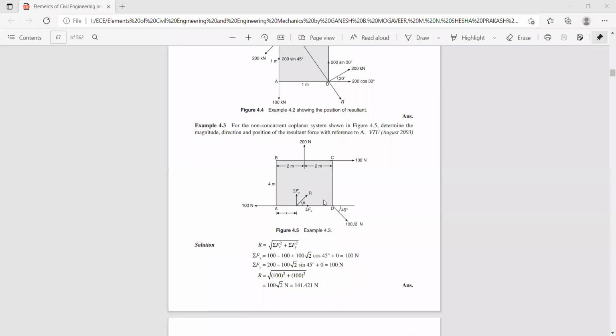Now, if you resolve this for its horizontal component, which acts along the x-axis, the moment is 0 because the perpendicular distance with respect to point A is 0. Or else 100 root 2 cos 45 into 0.